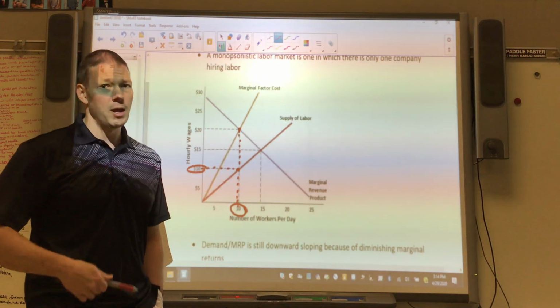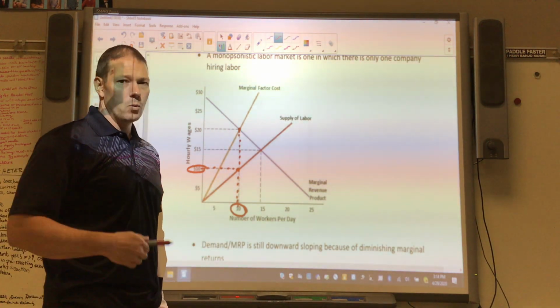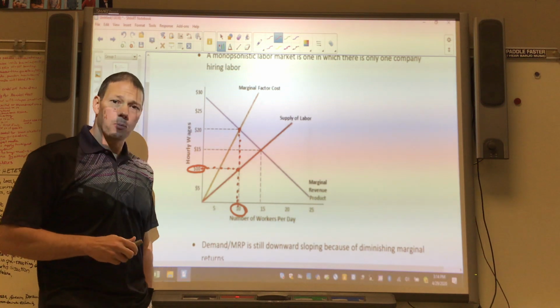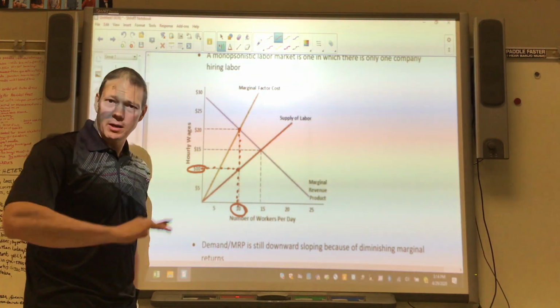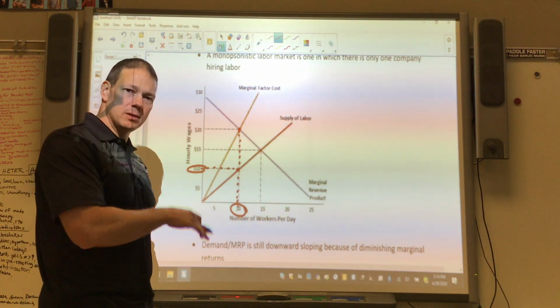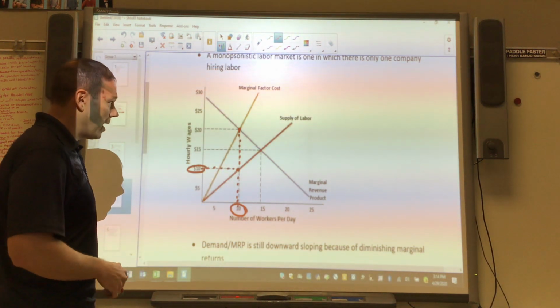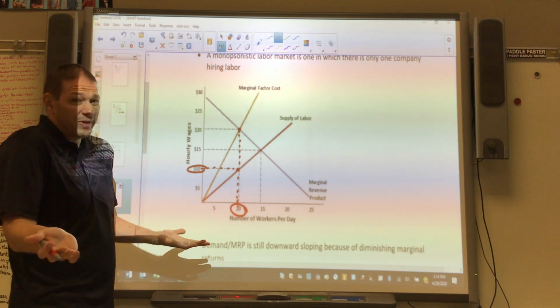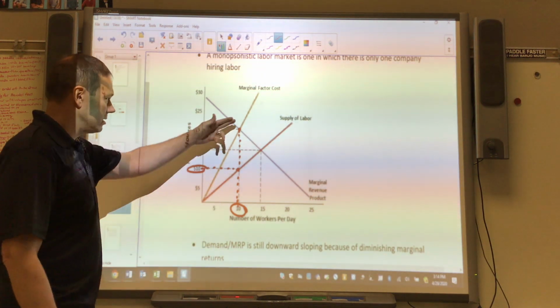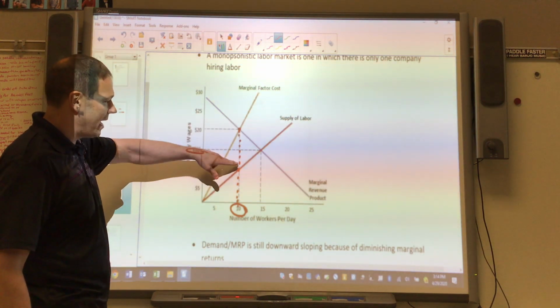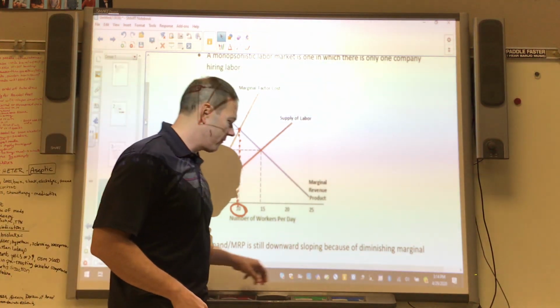Now, you can pay $20 if you don't care about profit. We never assume that businesses don't care about profit. Now, some are altruistic and they will give, but we just make the assumption that businesses are going to try to maximize profit, and so therefore they're only going to pay essentially the going wage or what they have to, which in this case is determined by the supply curve. So you always come down to supply in order to find that wage rate.